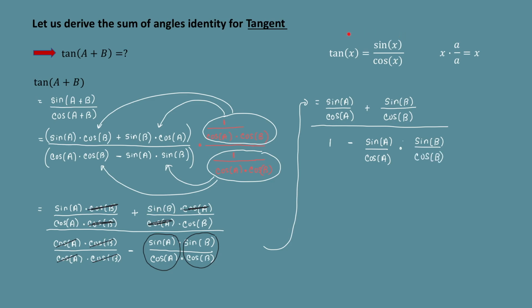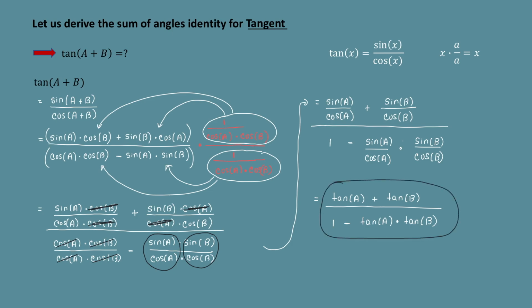And now we're going to be applying this identity that will be tangent of A. So I'm going to write tangent A here plus tangent B divided by 1 minus tangent A times tangent of angle B. And here we end up beautifully with the identity for the tangent of A plus B.